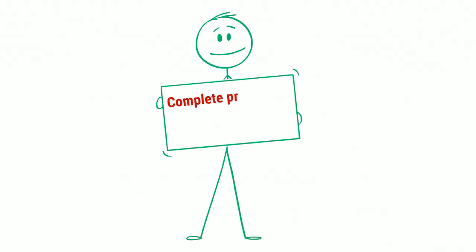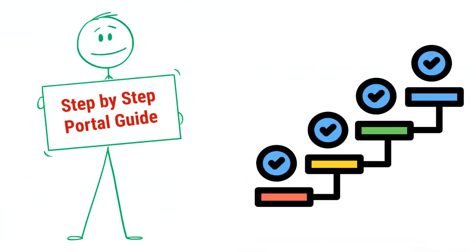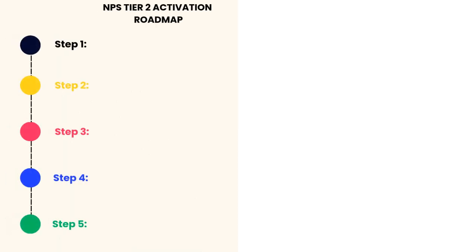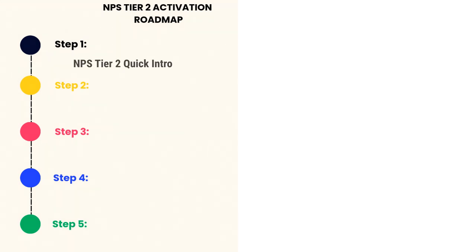In this video, I will talk about the complete process to activate your NPS Tier 2 account, a simple step-by-step portal guide that anyone can follow. This is the NPS Tier 2 activation roadmap. There are 5 steps. Follow the steps one by one. All steps are important. Now we start with step 1.